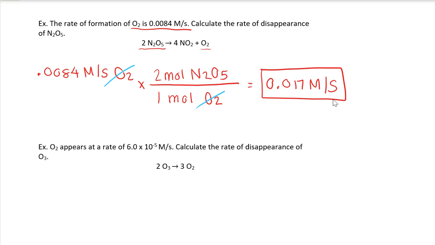So that just means that N2O5, my dinitrogen pentoxide, is going to disappear twice as fast as oxygen is going to appear.